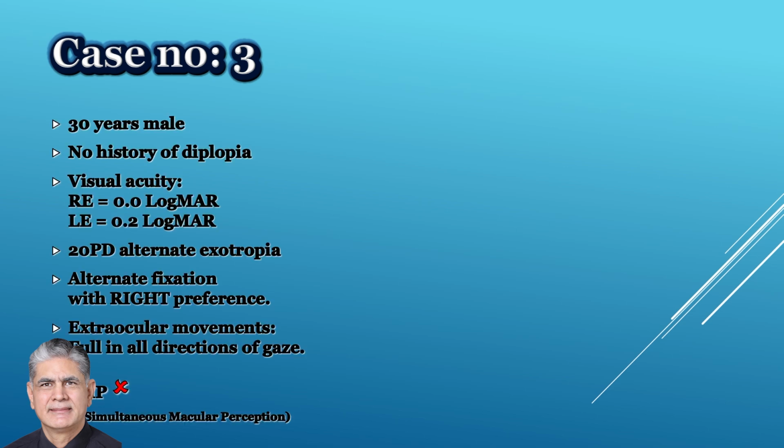Third and last case is a 30 year old male, no history of diplopia. Visual acuity same, 20 prism diopters, alternate exotropia. Alternate means he has central fixation. Extraocular movements full in all directions. There was no simultaneous macular perception. So what are you expecting in this case? I am expecting that he should have a normal Hess test but displaced at 20 degrees from each other.